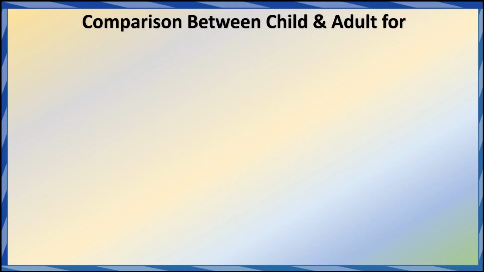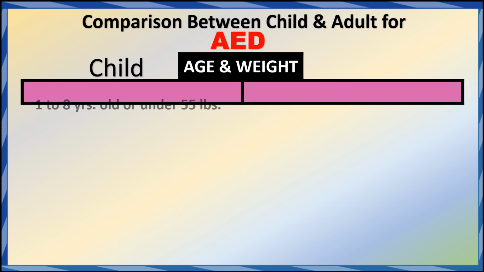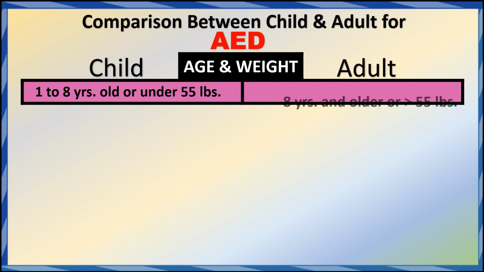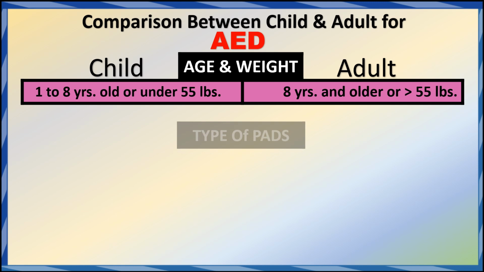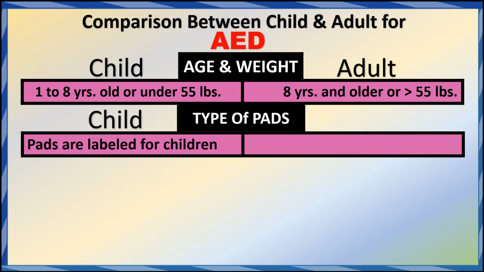Comparison between child and adult for AED. Age and weight. For the child, 1 to 8 years old or under 55 pounds. For the adult, 8 years and older or greater than 55 pounds. Type of pads. For the child, pads are labeled for children. For the adult, pads are labeled for adults.